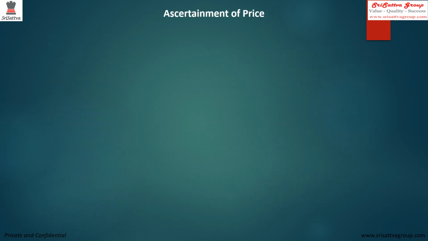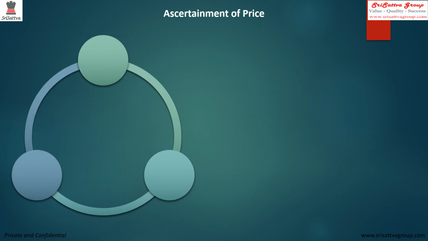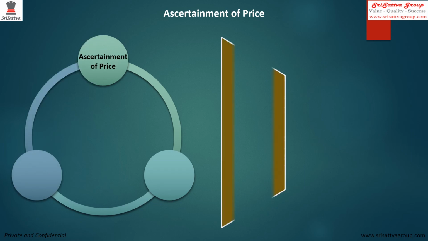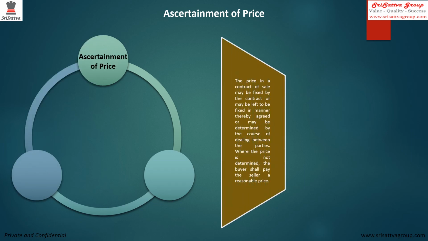Ascertainment of price. The price in a contract of sale may be fixed by the contract or may be left to be fixed in a manner thereby agreed or may be determined by the course of dealing between the parties. Where the price is not determined, the buyer shall pay the seller a reasonable price.